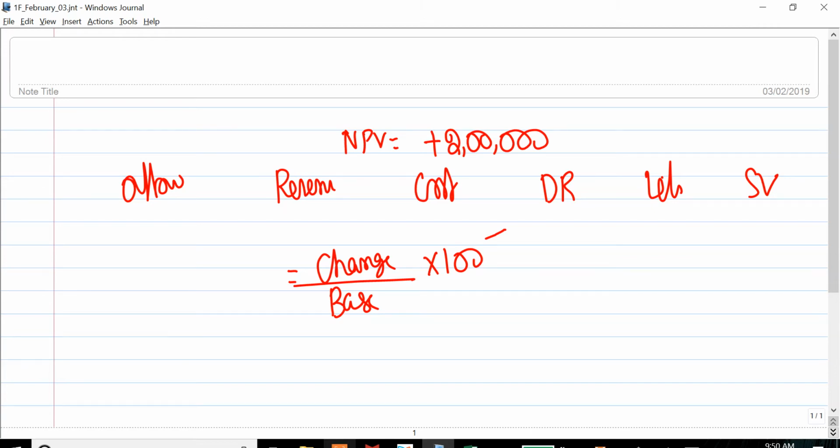So the basic objective is finding out something, first originally we will compute NPV and then we will try to find out at what level are we going to have 0 NPV. That's the basic requirement. At what level are we going to have 0 NPV? Find that, then use the formula called change by base into 100.